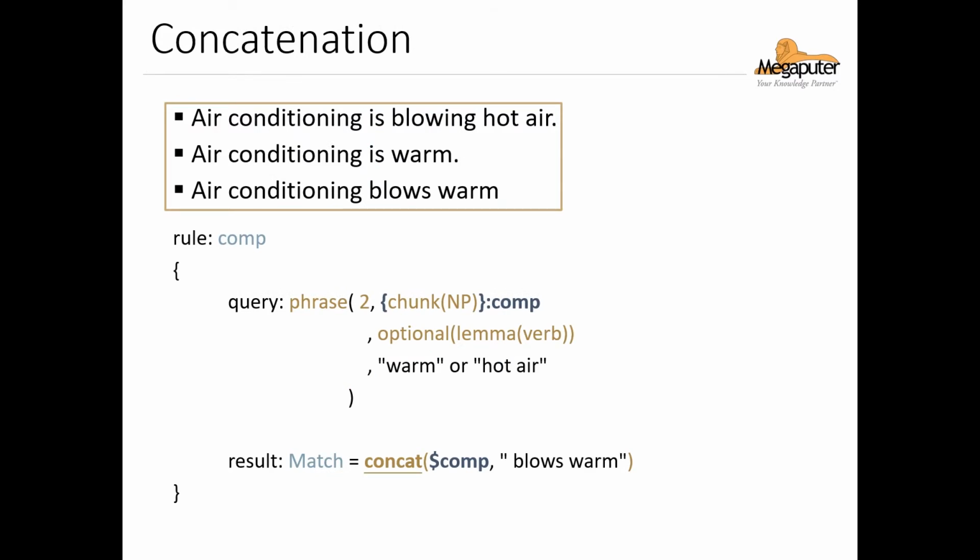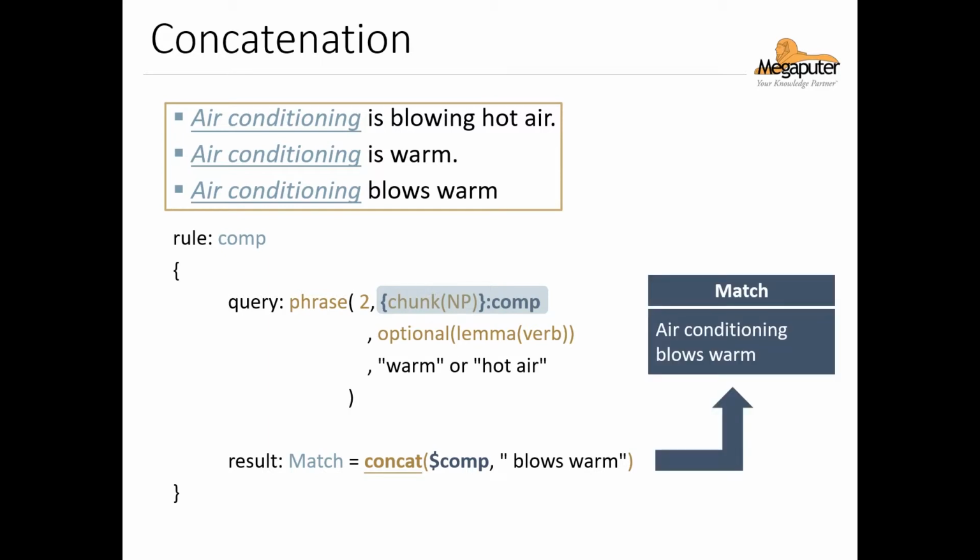Let's take a look at concatenation now. Here, we're capturing different word patterns for the same concept, that the AC is blowing warm air. So what we would like to do in this case is capture the AC as our component and concatenate it with the text "blows warm". So we can generalize all these different forms of expressing this concept. For this case, we're simply using the concat function to achieve this. And we get the phrase "air conditioning", which is the named group comp, and "blows warm", which is the text we added.